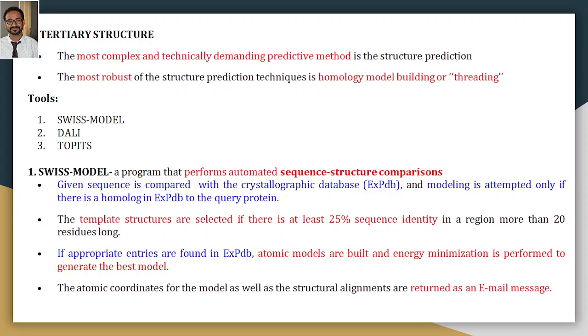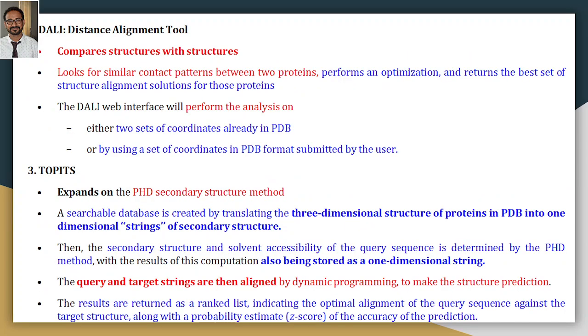So if appropriate entries are found in the crystallographic databases, atomic models are built. Why atomic models? For tertiary structure you need to start with the atomic models. So they are built, and energy minimization is performed to generate the best models. Energy minimization we need to calculate the angles between atoms and the distances between atoms. For that we need to calculate the energy minimization. Next, the atomic coordinates for the model as well as the structural elements are returned as an email message with results. Next, DALI, that is the distance alignment tool.